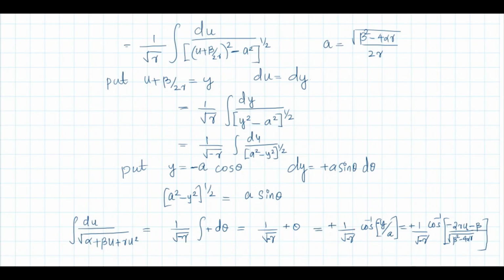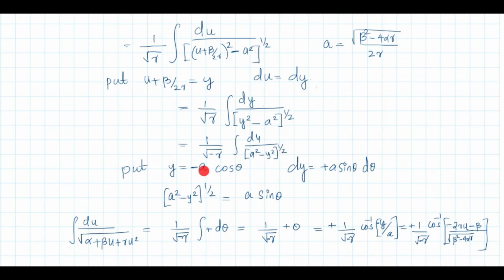Now put u plus beta by 2 gamma as y. Then du becomes dy. So this is 1 by root gamma integral dy divided by, this term is nothing but y square minus a square whole raised to half. Take a negative sign outside. So this becomes 1 by root minus gamma integral dy divided by a square minus y square raised to half. That negative one comes out from this square root, and here also I put it inside a square root. That doesn't matter. So this is 1 by root minus gamma integral dy divided by a square minus y square whole raised to half.